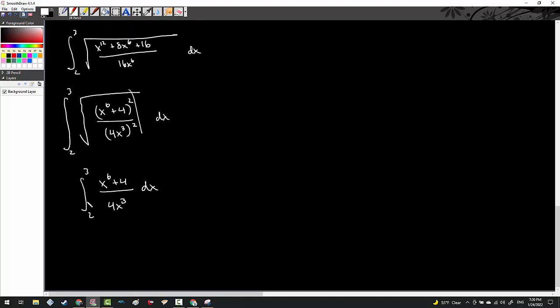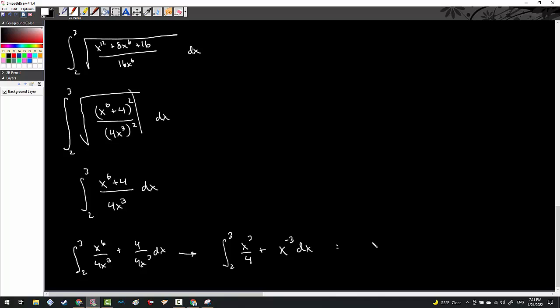Now before I do any integration, I'm going to split this guy up again. So again, a lot of algebraic flexibility is going to be required here. So this is going to be x to the 6th over 4x cubed plus 4 over 4x cubed dx. And that's going to get me the integral from 2 to 3 of x cubed over 4 plus 1 over x cubed, or x to the negative 3, dx. Now I'm ready to integrate this.